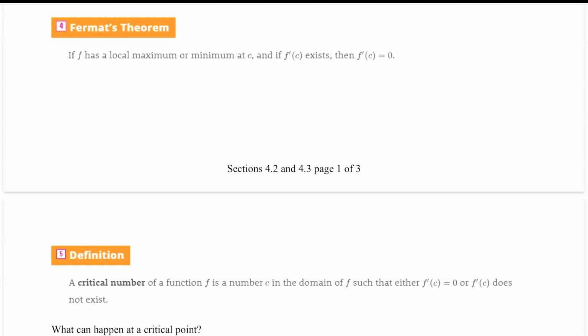Okay, then we have Fermat's theorem, and again we have to be careful because it doesn't work in both directions. So if f has a local max or a min at c and the derivative f prime of c exists, then the derivative must be 0. And again I hope that you can picture that, and we're going to see a lot of pictures in these sections, so hopefully if it's not clear right now it will become clear.